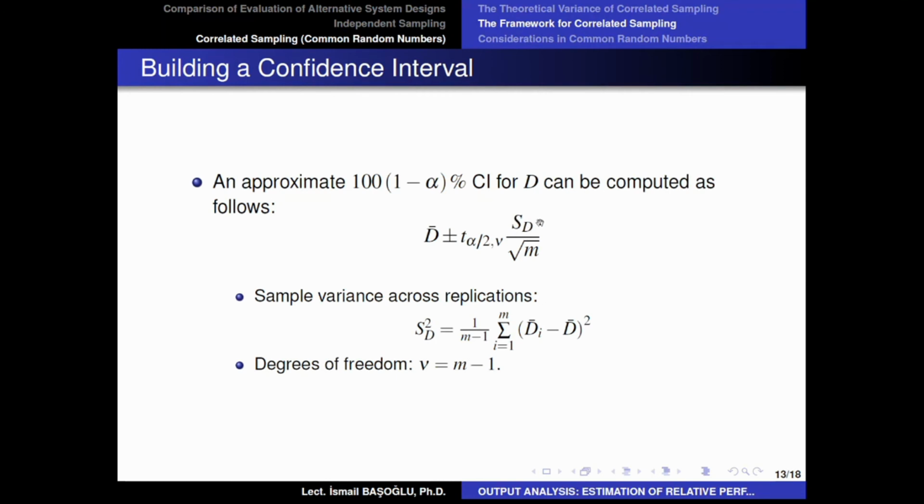The standard deviation of the differences is calculated through the sample variance across replications, and that is going to be 1 over m minus 1 times the sum of the squared deviations of the differences from the overall mean of the differences. And you need to divide this standard deviation by the square root of m to calculate the standard error, and this is your confidence interval.